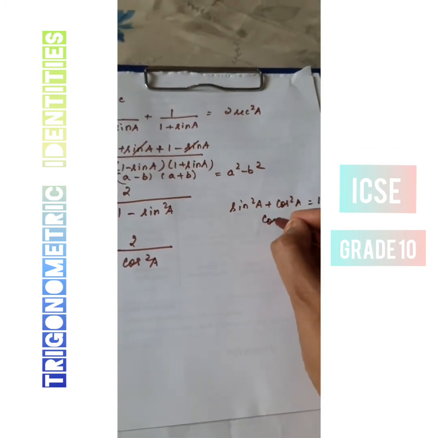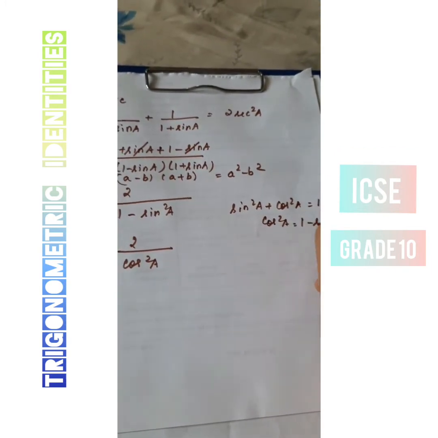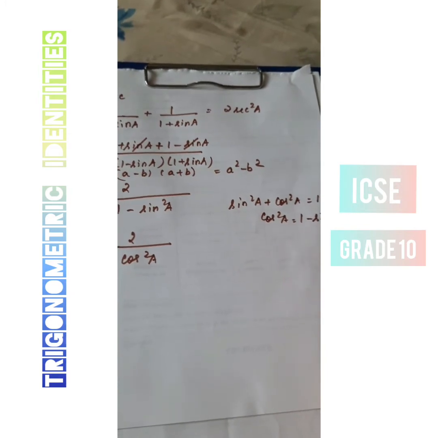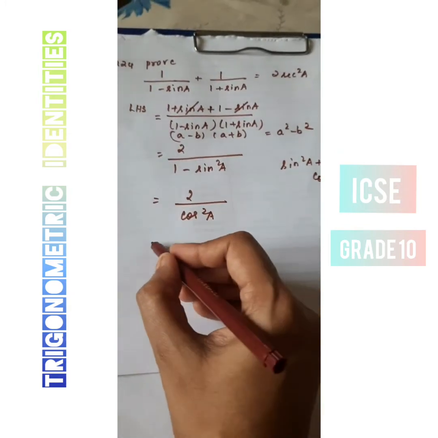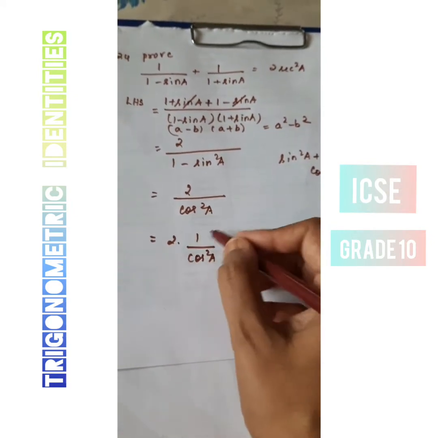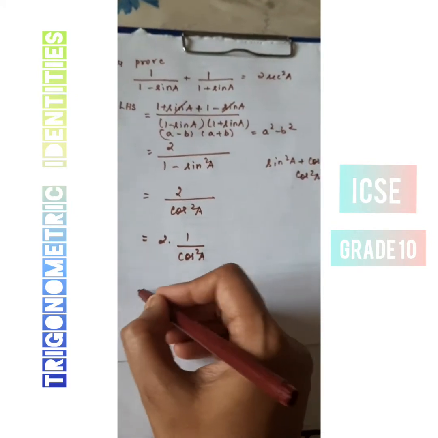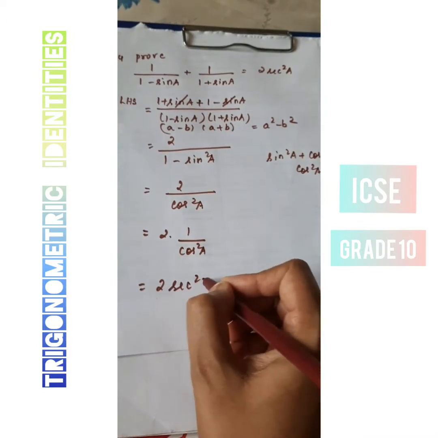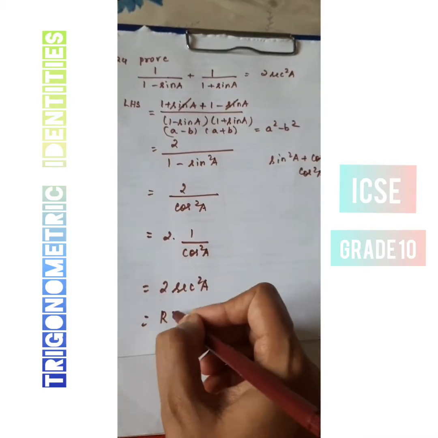Just for your remembrance, I'm showing the identity on the right side, how we arrived at cos square a in the denominator. So 1 by cos square is a reciprocal, which is secant square a. So that proves the RHS.